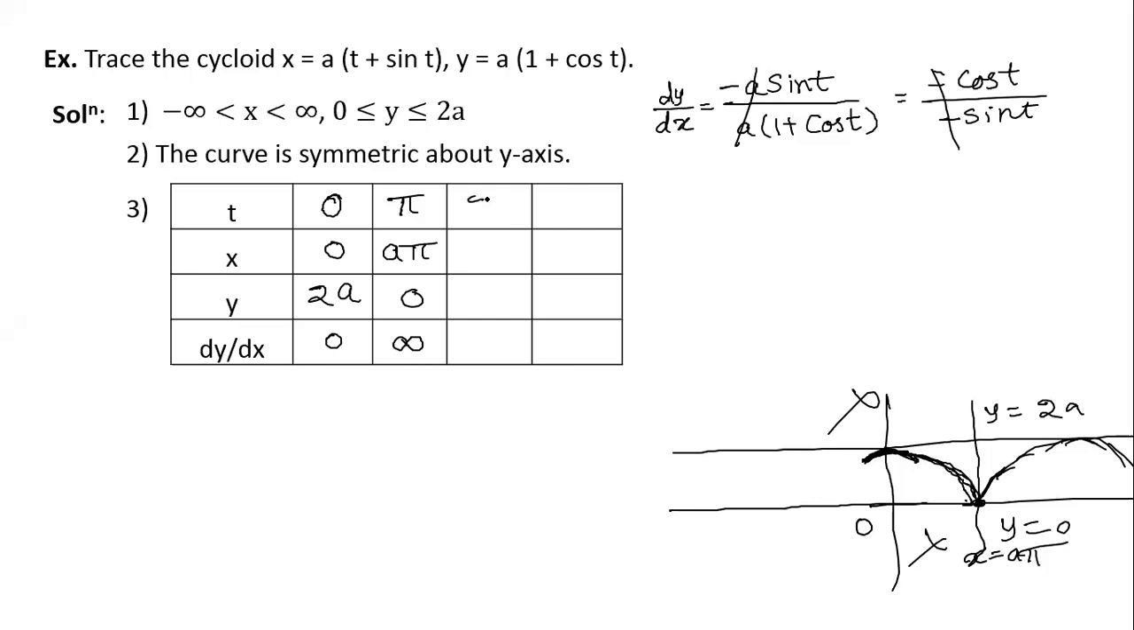You can again try with 2 pi, then 3 pi accordingly. So you will be getting some value. I think you will be getting here 2a pi, then 3a pi. And for y, when you put t equal to 2 pi, you will be getting 2a, and when 3 pi you will be getting y equal to 0.